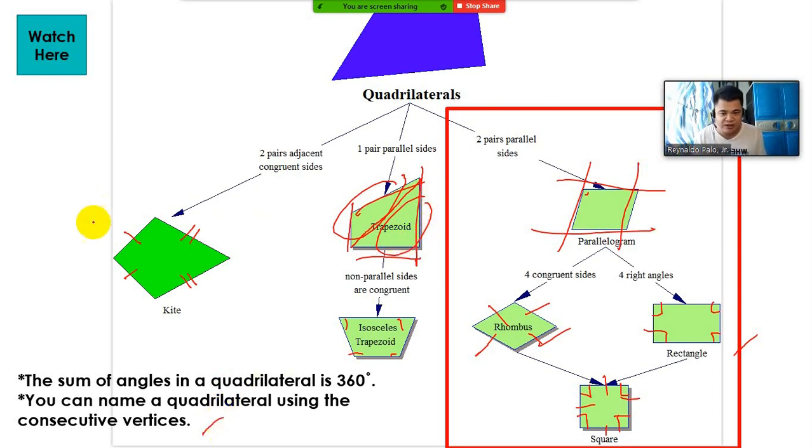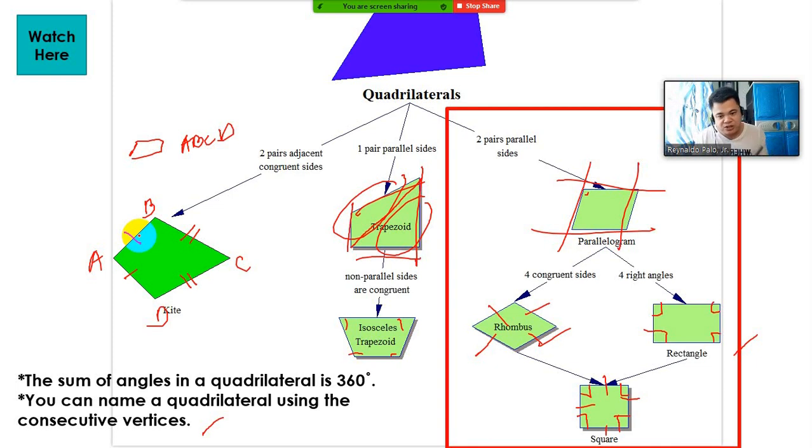What do we mean by that? Let's say this is a kite A, B, C, D. So we can name this as quadrilateral A, B, C, D, or D, C, B, A. When we say consecutive, the vertices or the letters of the vertices must come after each other. You cannot actually jumble them. So quadrilateral or kite A, B, C, D, D, C, B, A.